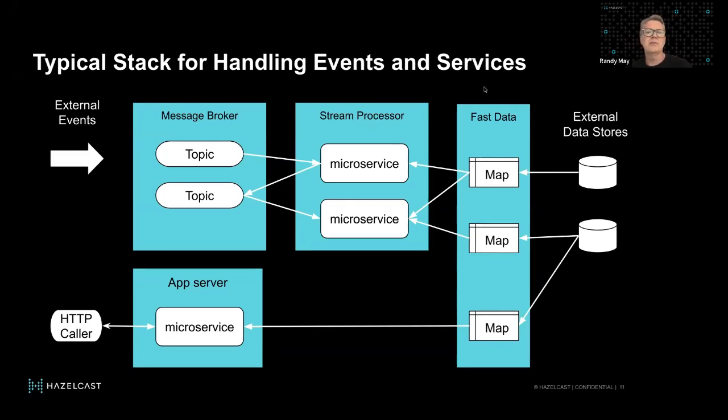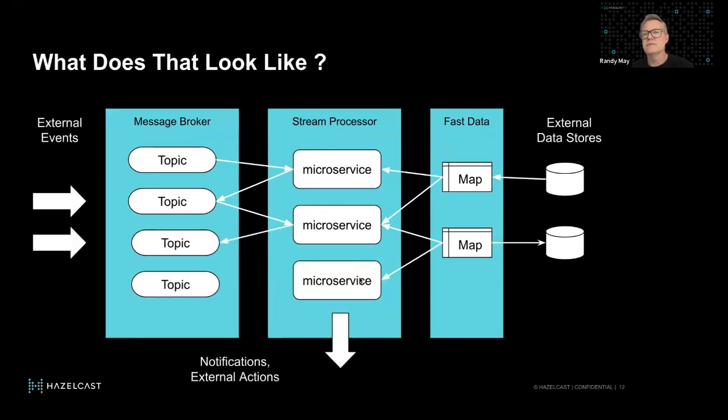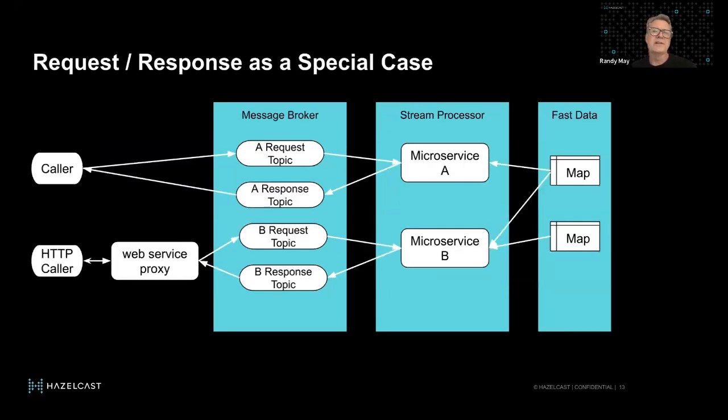Okay, so what would the transition look like? More or less, we've just gotten rid of that box in the bottom left, and all the microservices now live in this stream processor. And of course, we're always going to have web services and web service requests. They're very useful, right? So we don't want to completely do away with those.